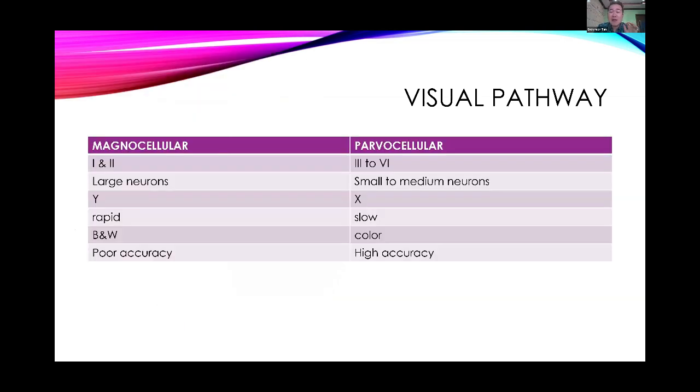Now, from the ganglion cell, it will go through the lateral geniculate body before going to the visual cortex. So it will pass through the visual pathway through the lateral geniculate nuclei. In the lateral geniculate nuclei, you have two pathways, the magnocellular and the parvocellular pathway. I will not task you to memorize.